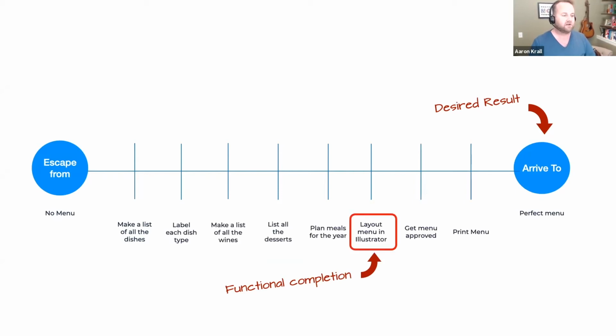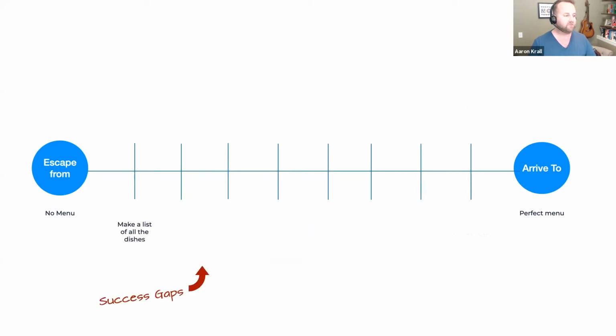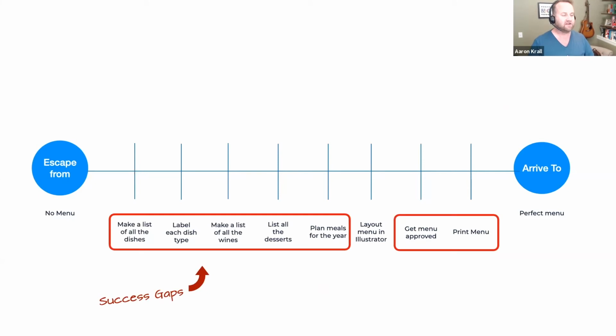And so let's say your tool helps lay out a menu. What they really want is the perfect menu. And so that means there's a bunch of other success gaps. These are the things that they need to do in order to get to their ideal perfect menu, right? So even though your tool helps them lay out a menu that's perfect, they still need to have a list of all the wines. They still need to be able to label each dish. They need to print the menu. They need to get the menu approved by the executive team or whatever. This is all part of, indirectly, getting your customer to have success.